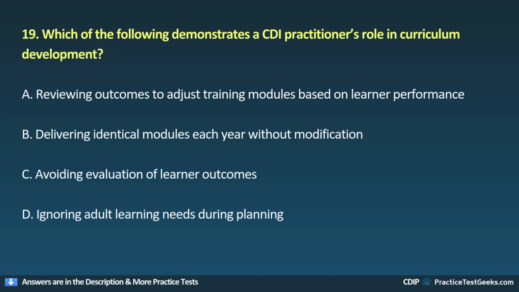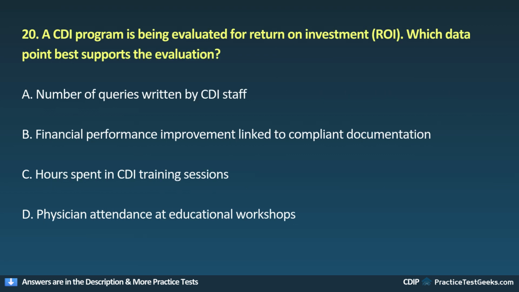B. Delivering identical modules each year without modification. C. Avoiding evaluation of learner outcomes. D. Ignoring adult learning needs during planning. 20. A CDI program is being evaluated for return on investment (ROI). Which data point best supports the evaluation?